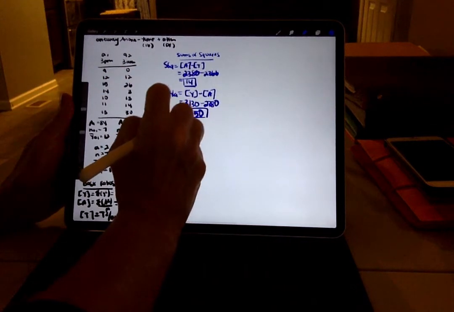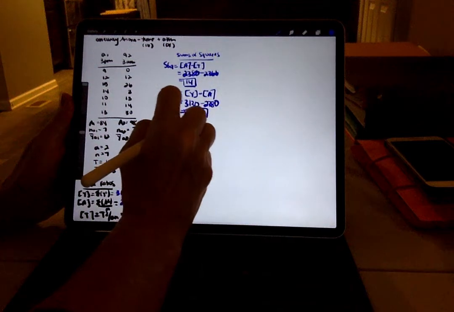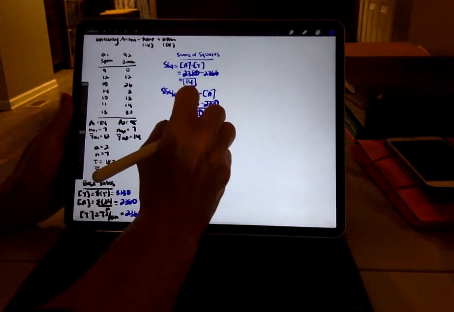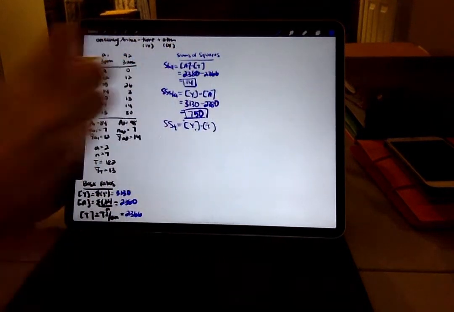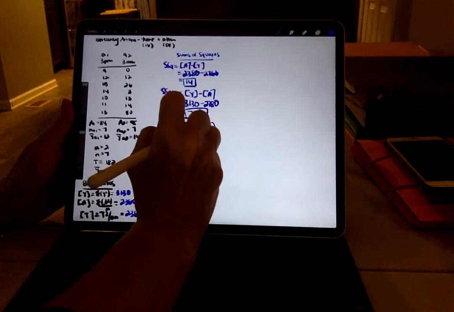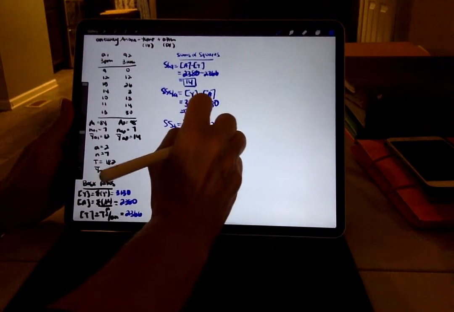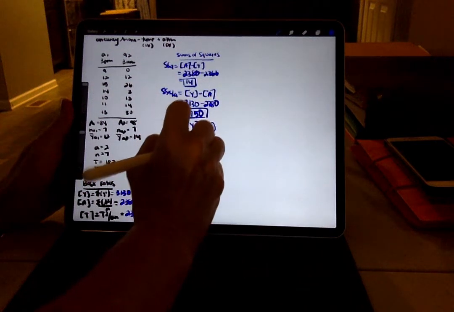And then our last sum of squares is our sum of squares T, and the formula for that is the basic ratio for Y minus the basic ratio for T. So we have 3130 minus 2366, which equals 764.